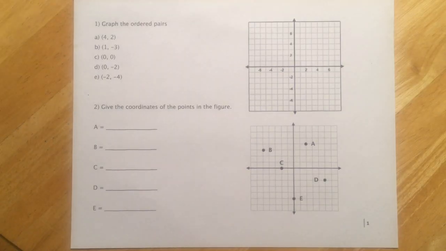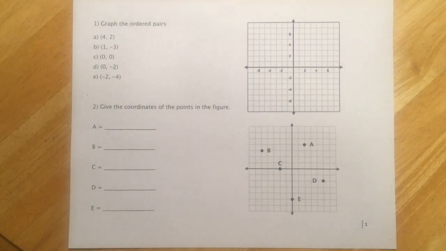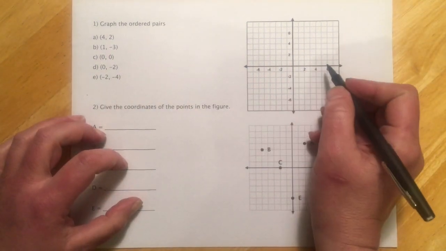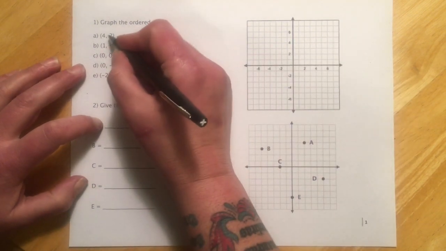Hey guys, this is going to be a short video introducing the Cartesian coordinate system and graphing ordered pairs. In this first example, we're just introduced to the Cartesian coordinate system, sometimes called the rectangular coordinate system, and then these ordered pairs.